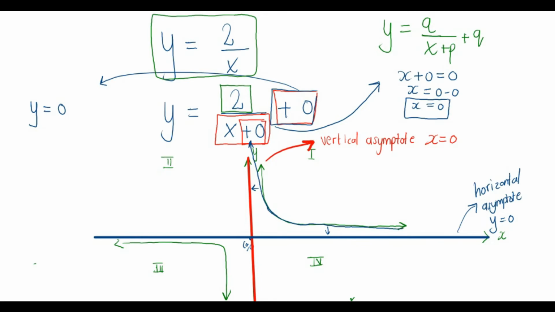It will keep approaching it, but it will never ever touch your line y equals 0. That is why it is called a horizontal asymptote. It's called horizontal because it is horizontal, and this one is called the vertical asymptote because it is vertical.